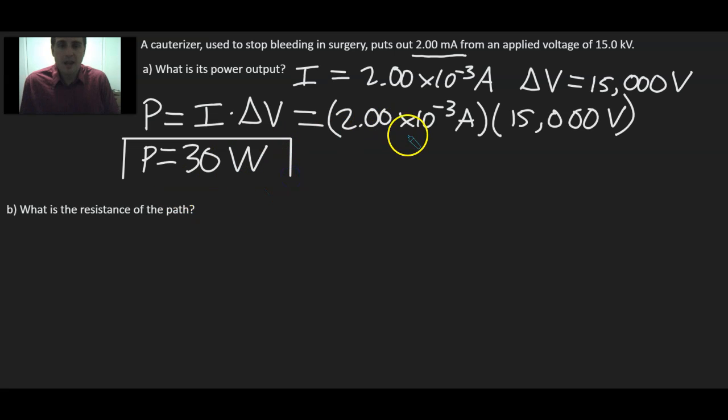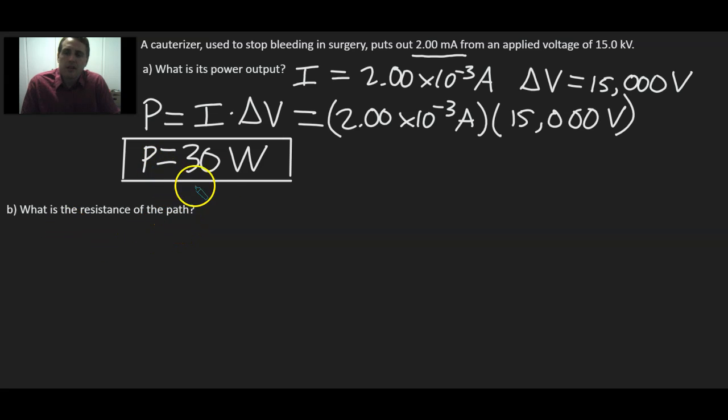Also note that an ampere is a coulomb per second. Also note that a volt is a joule per coulomb. So, coulombs per second times joules per coulomb, you get joules per second, energy per time, which is power. That's watts. Okay, great.